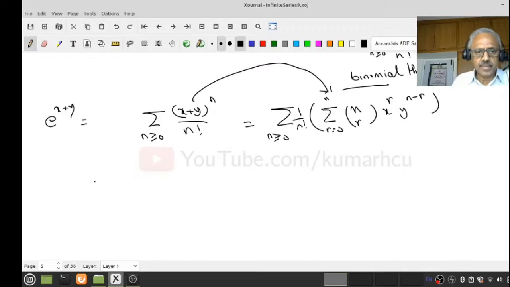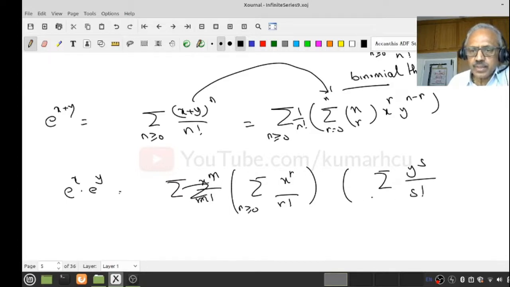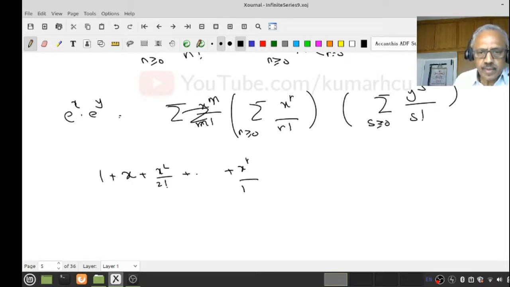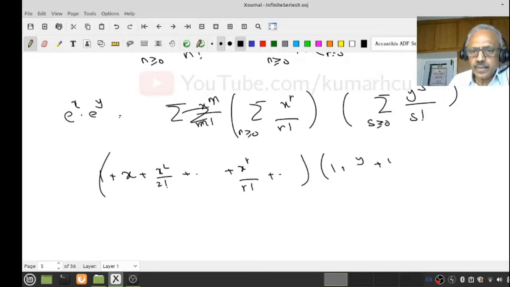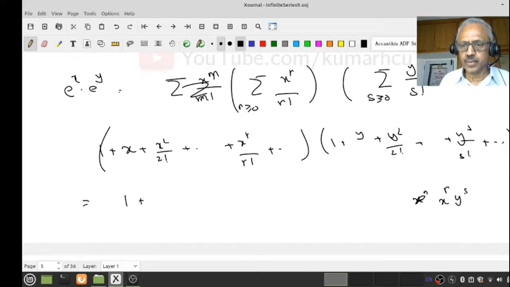Is that okay? Right. But let's look at how I make sense of e^x and e^y. This is the summation of x^r/r!, r greater than or equal to 0, times the summation of y^s/s!, s greater than or equal to 0. This is a product, right? Now, let's write it out: 1 plus x plus x^2/2! plus x^r/r!, etc., times 1 plus y plus y^2/2! plus y^s/s!, etc. So when I multiply, I can collect the coefficients. Therefore, it's going to be 1 plus, okay. Now, what is the coefficient of x^r into y^s, right?